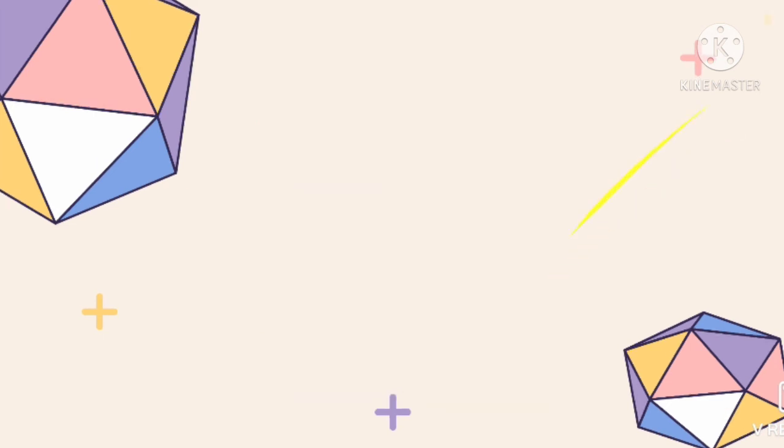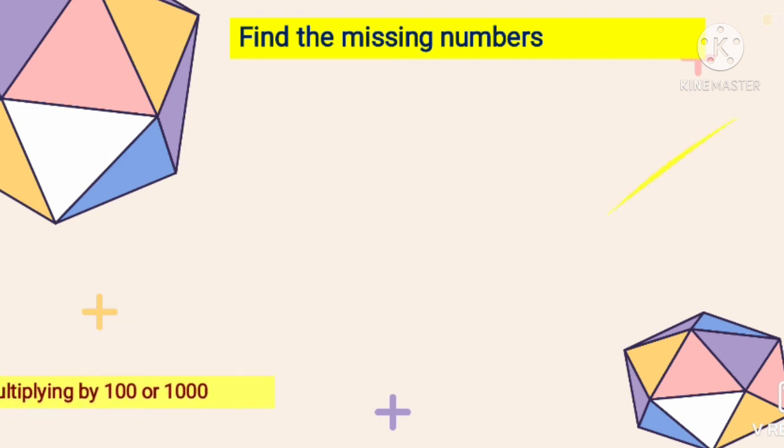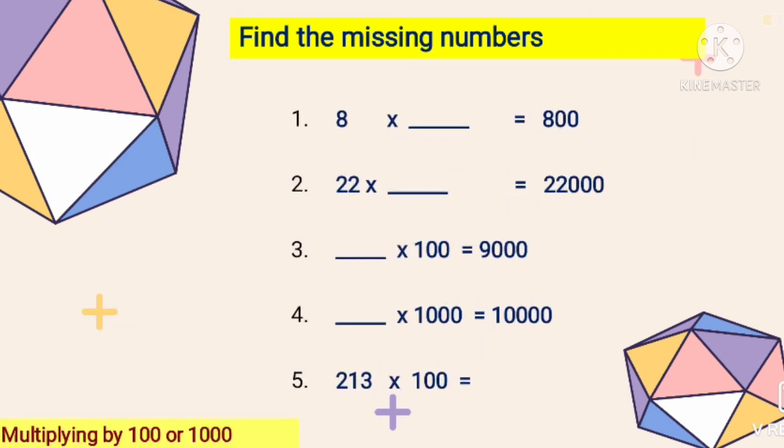Okay, now let's continue. Find the missing number. 8 times how many, becoming 800? How many zeros it adds? 2. So what is the result? 100. Very well. 22. If we want to know becoming 22,000, how many zeros they add? 3. So we need to multiply with the one which has 3 zeros. It means 1,000. Very good.